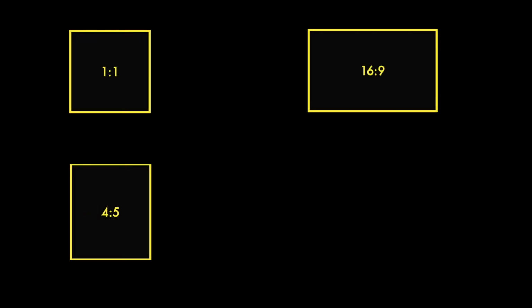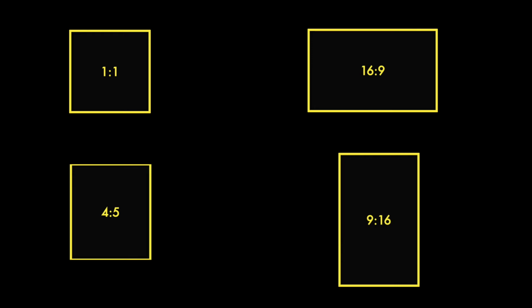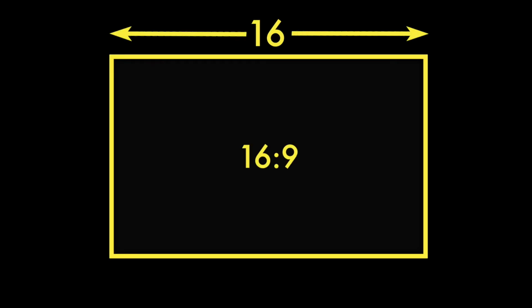The aspect ratios we're going to look at today are 1:1, 4:5, 16:9 and 9:16. Now, what the hell do all these numbers mean, you may be asking yourself? The first number represents the width of the video and the second number represents the height of the video.